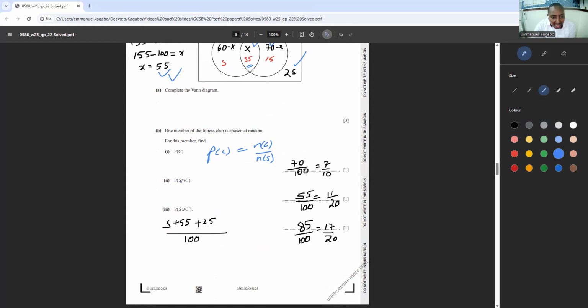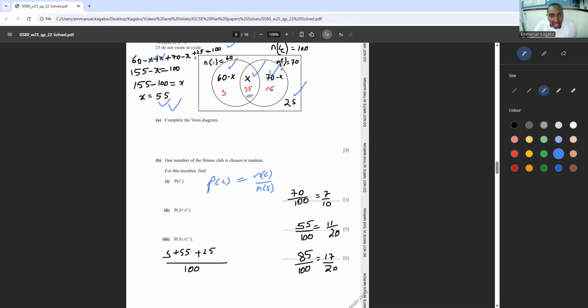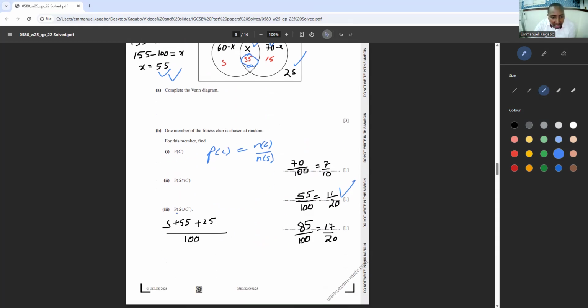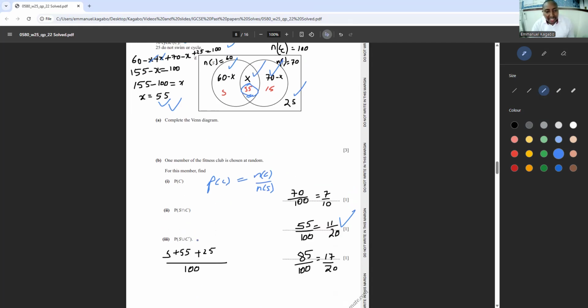Now, find the probability of S intersection C. S intersection C, intersection is the common one, is this one. Out of the total, that's why it's 55 out of 100, and that will be the answer. Now, Roman 3, find the probability of S union C complement. That one is everything in S, including outside. So it is this part together, plus this, and outside, okay? That's what you're supposed to be doing, okay? It's going to be that.